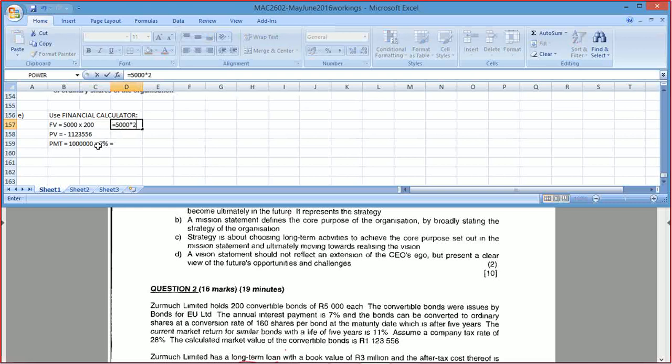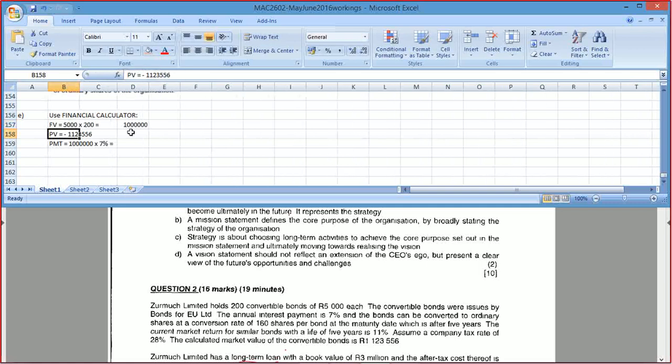7,000 of $1 million, 700,000. Shouldn't it be? Oh no, I'm thinking 70%. Yeah, 7%, so 70,000. Okay, yes. N is 5 years, right? Yeah, 5 years.